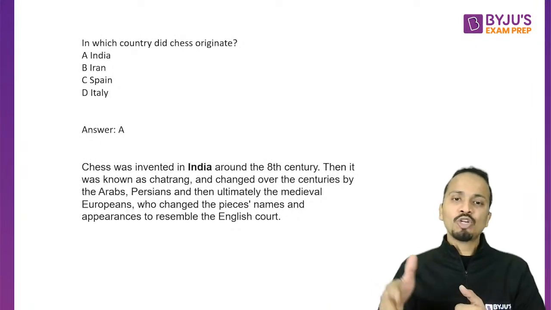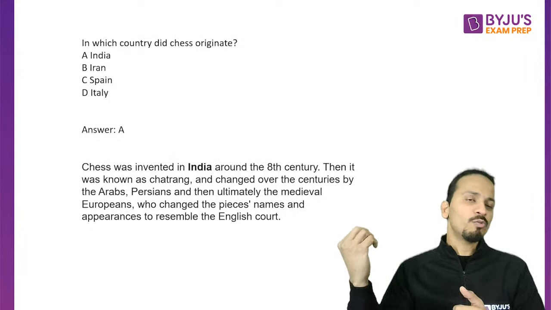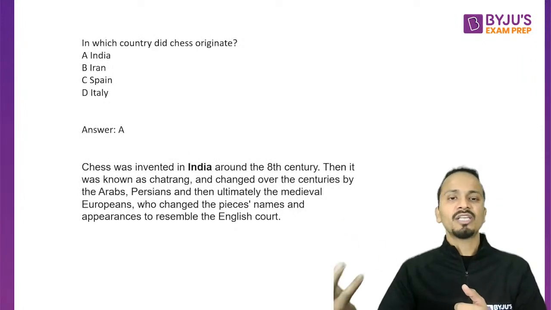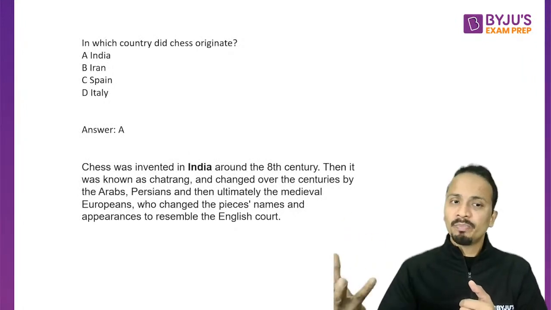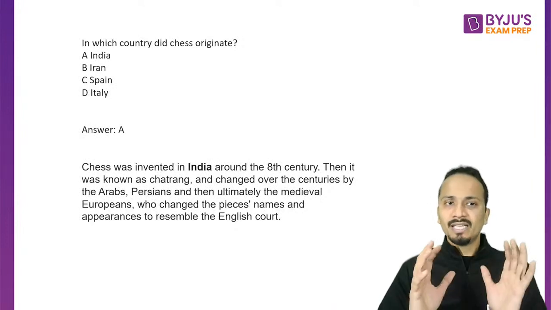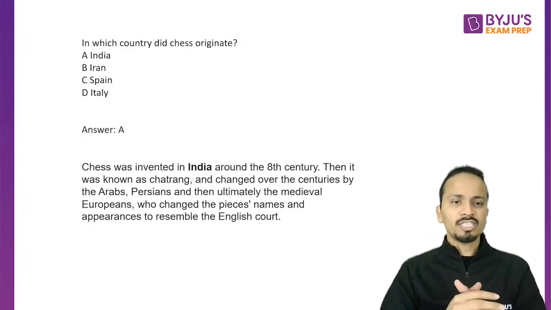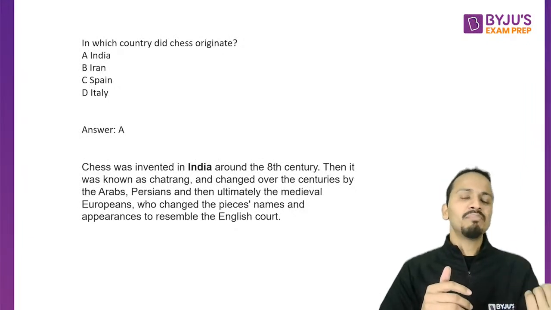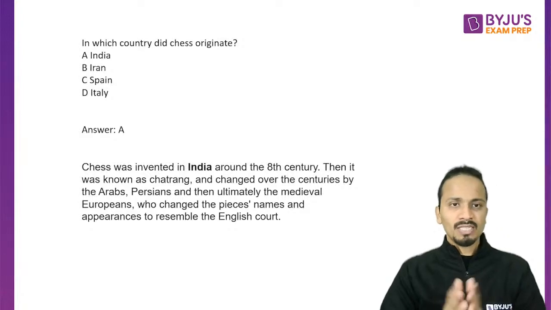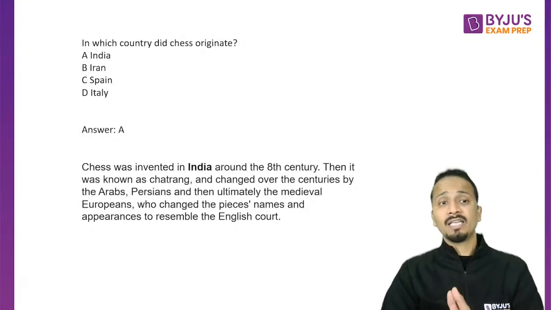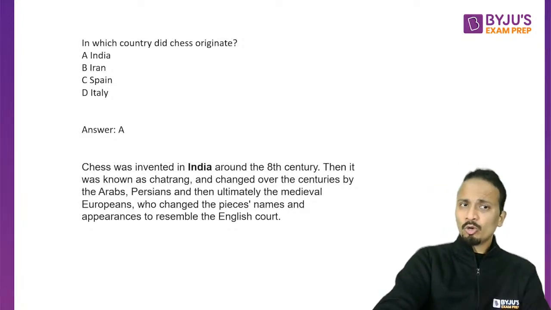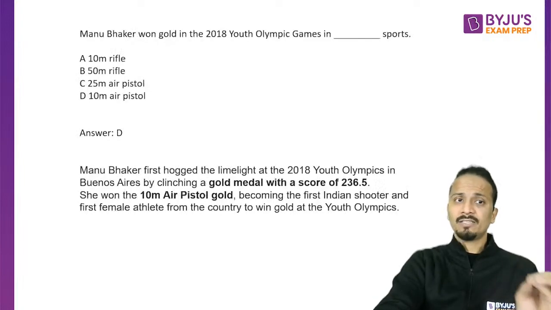And it kept on changing over the centuries. It was changed by Arabs, Persians, and then ultimately Europeans, where they changed the name of the game to chess, and the pieces also resemble the English code. This is one of the questions that was asked last year. Let's talk about some more questions which were asked last year.